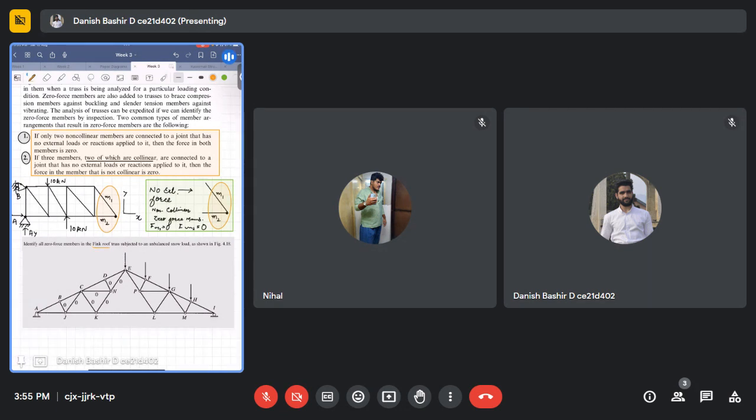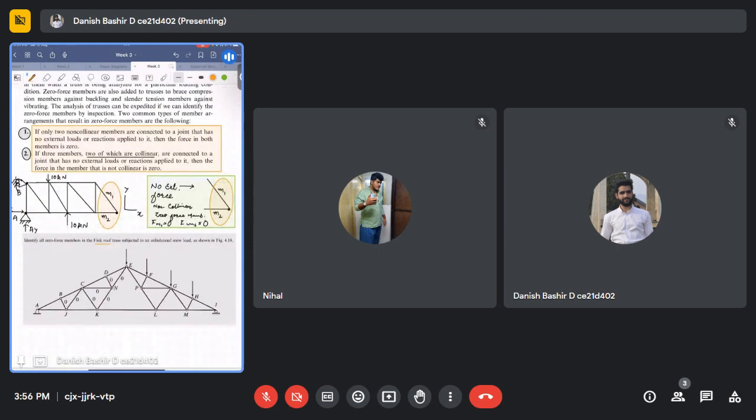So it's having loads at E, F, G, H points. Okay, and it is supported like this. So let's use the thumb rule for determining the zero force members. Let's consider the joint B.